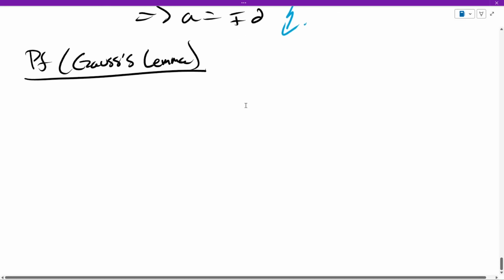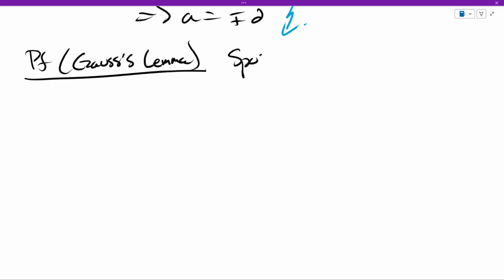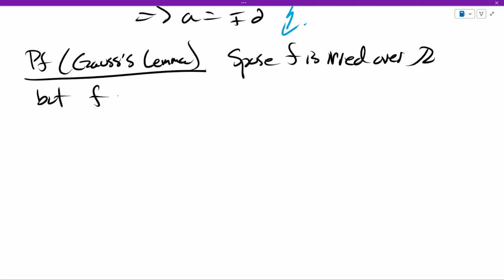Suppose F is irreducible over Z, but for a contradiction, F is equal to G times H over Q. Meaning G and H maybe have rational coefficients, honest rational numbers like 3/2 or something, where it's not actually an integer. So suppose that it's reducible over Q, but it's irreducible over Z.